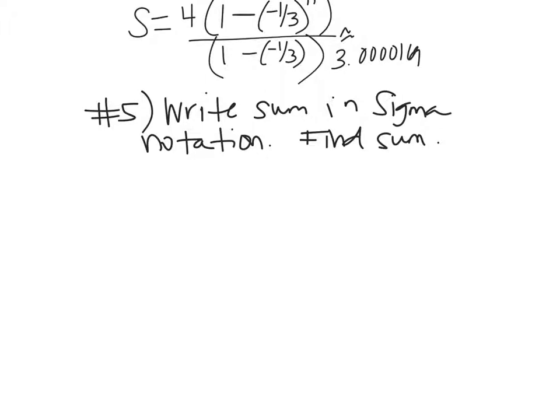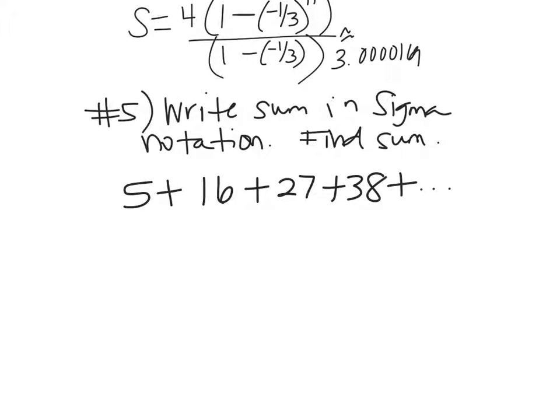Okay, sigma notation always involves explicit formulas. So let's say that we have 5 plus 16 plus 27 plus 38 plus dot, dot, dot plus 1644. I need to first write this in sigma notation and then find the sum of it. So here we go, sigma notation. Make it easy on yourself. Let it start off with 1. You can use whatever variable you want. I usually use n. The book likes k. I like n. n equals 1.